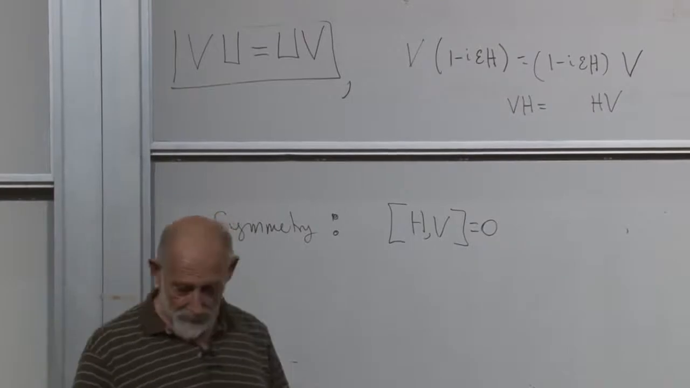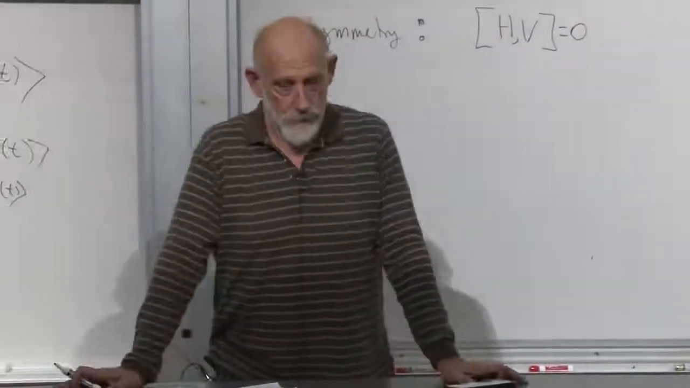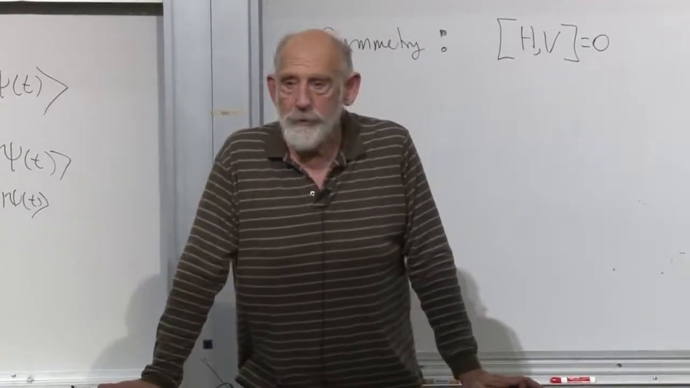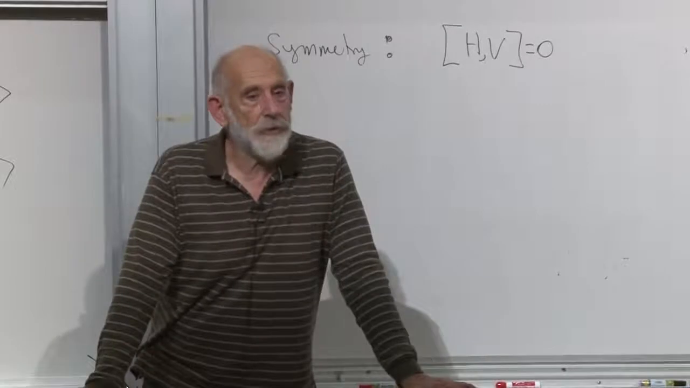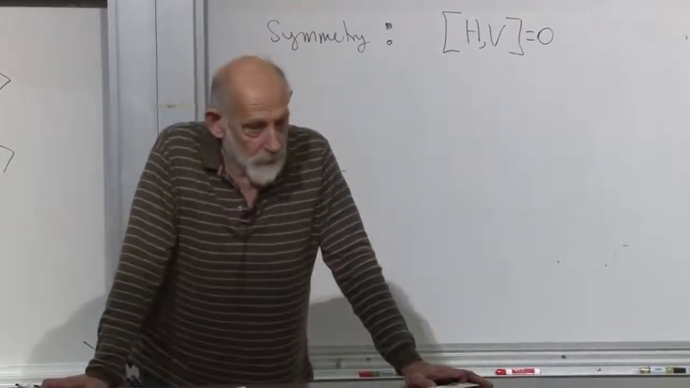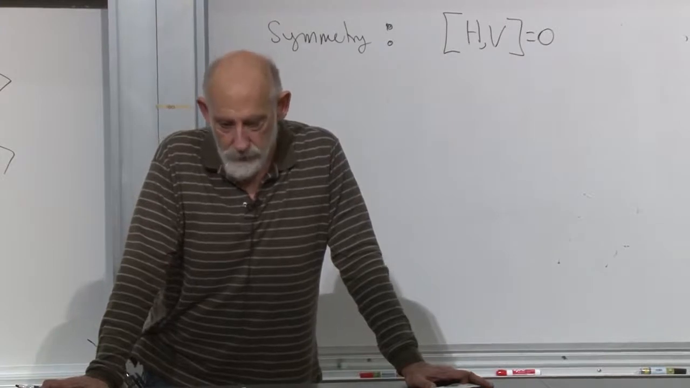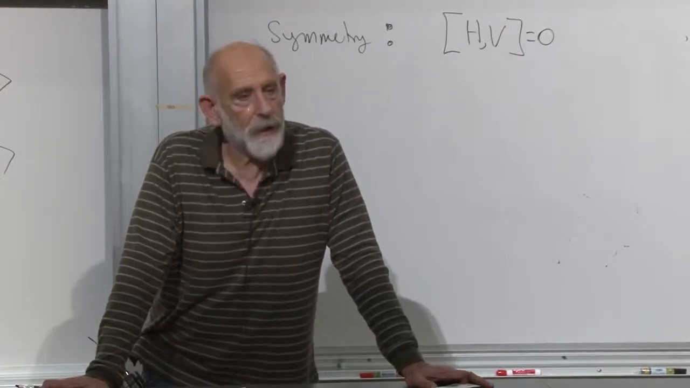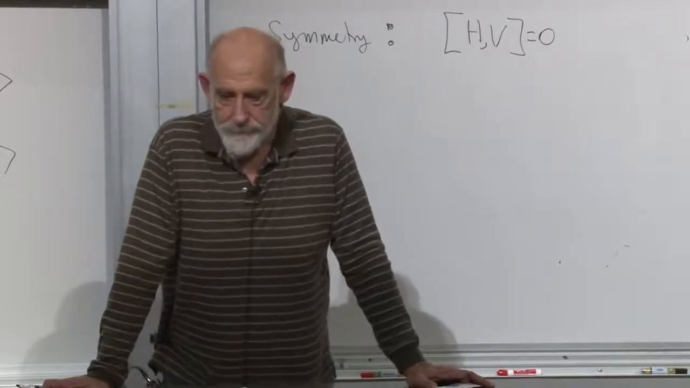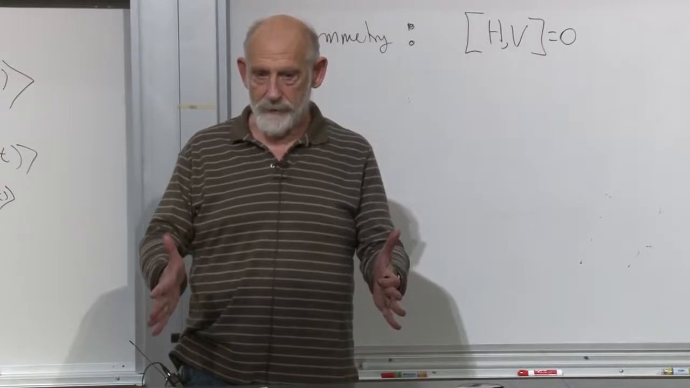Okay, now let's go one step further. There are different kinds of symmetries. Let me give you some examples of two different kinds of symmetries. There are discrete symmetries and there are continuous symmetries. Let me give you an example of a discrete symmetry. Think about reflection in a mirror. Reflection in a mirror takes a right hand to a left hand.